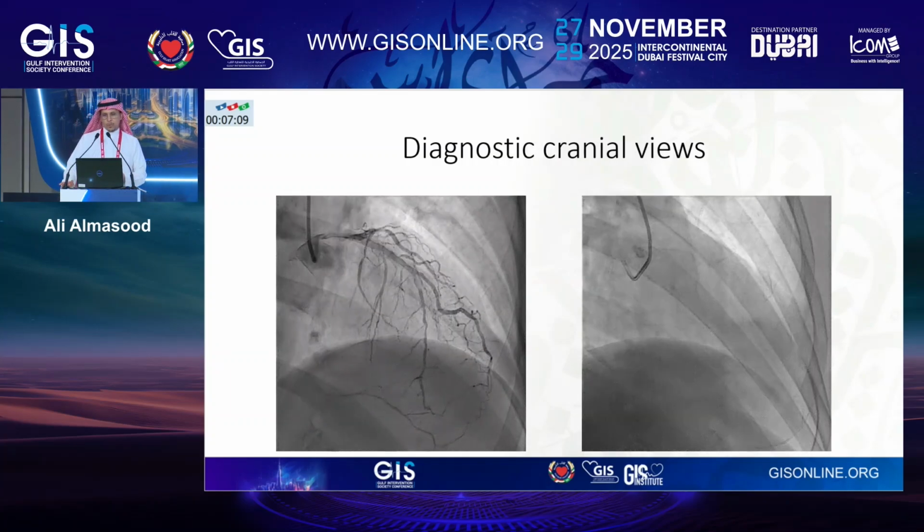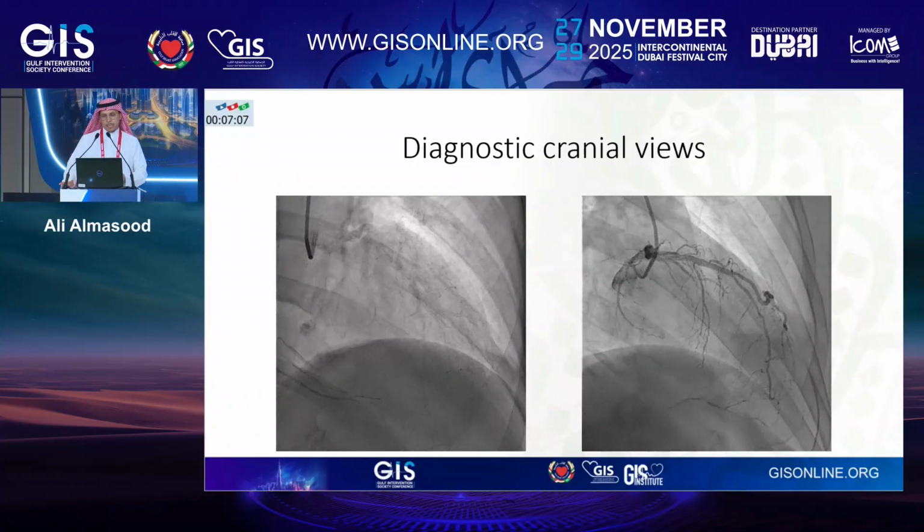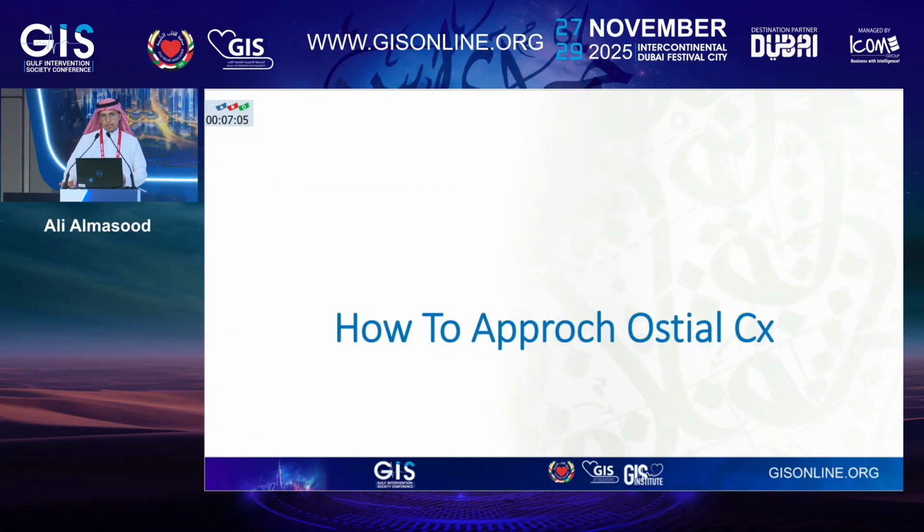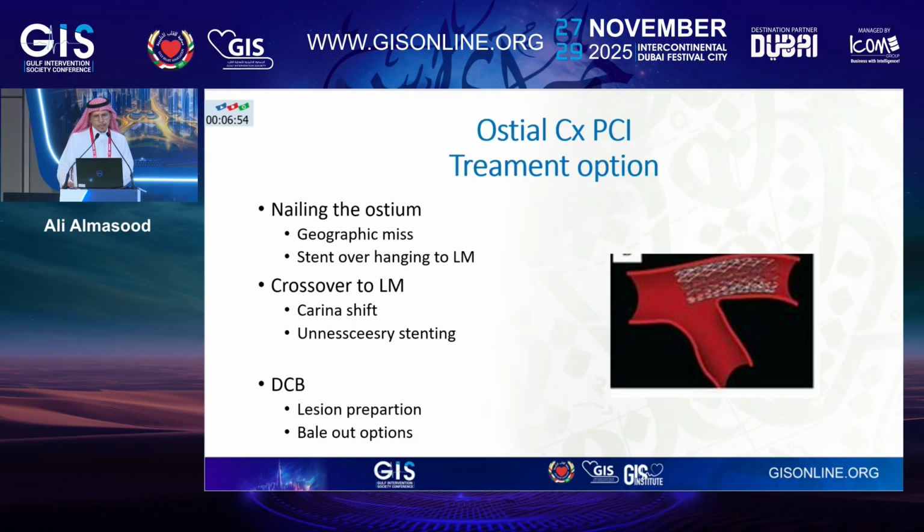So now we need to decide what technique to use with regard to the ostial circ, which is probably the most difficult lesion that you deal with. Again, you don't want a geographic miss. You don't want to put a stent hanging in the left main. You don't want to miss the ostium. So we decided to consider DCB as our primary strategy.